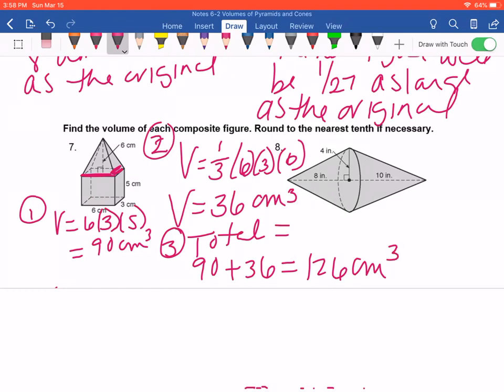Example number 8 is done very similarly to number 7. However, what you want to consider is you have two separate cones here, right, that have been joined together. So if I was you, what I would do would be to figure out the volume of one cone, then figure out the volume of the other cone, and then add them together to get your total volume.